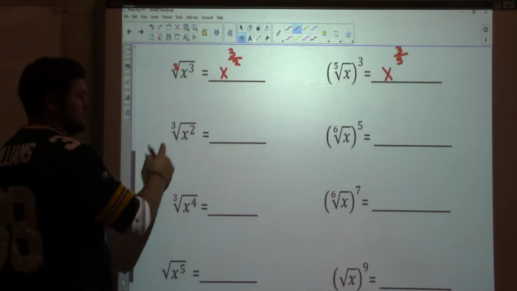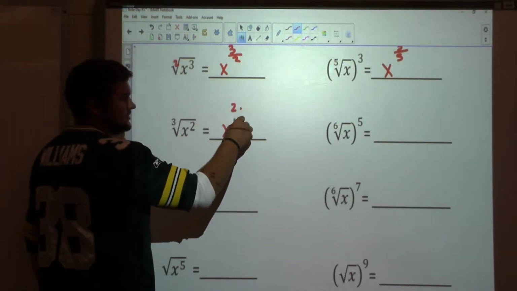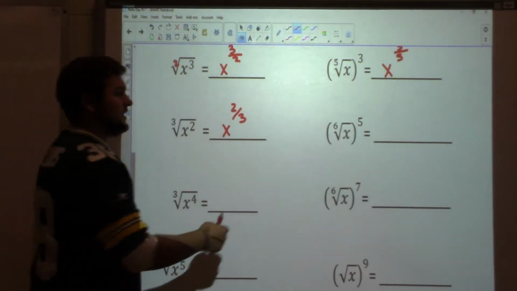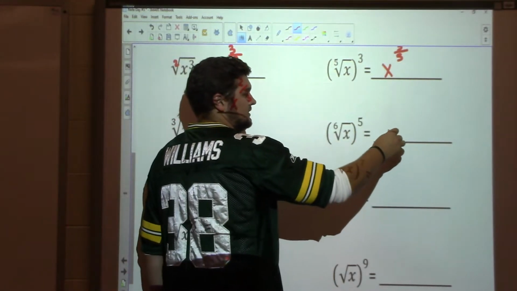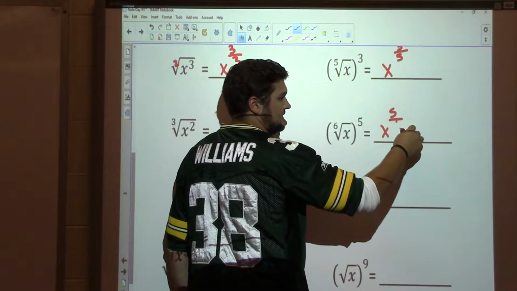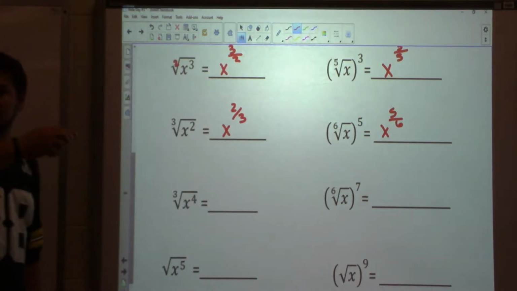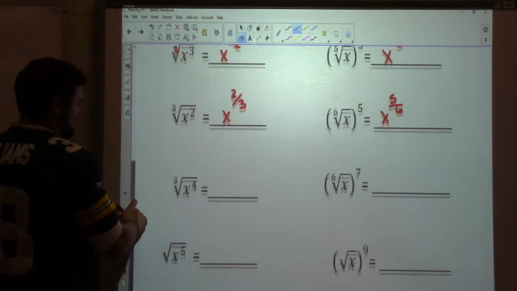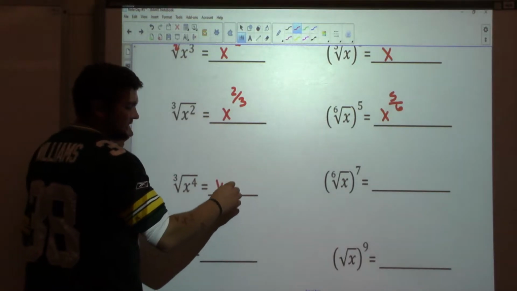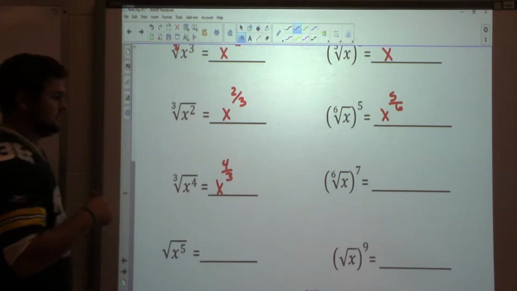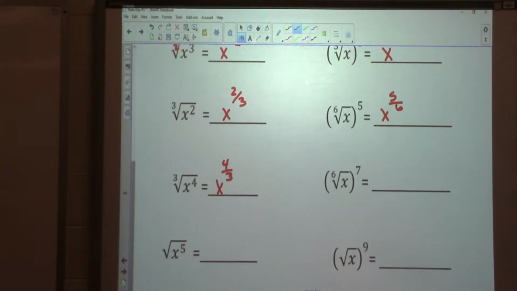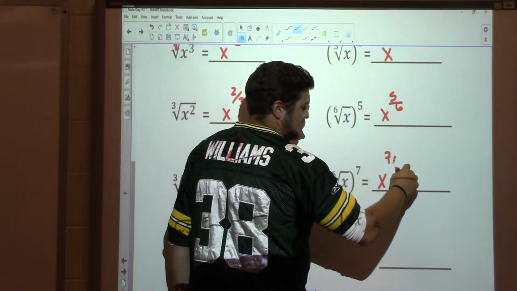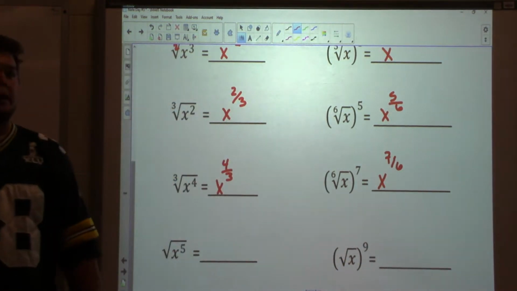Alright. The cube root of x squared becomes x to the 2/3. Power becomes my numerator, root becomes my denominator. Same thing. The sixth root of x to the 5th, well, x to the 5/6. Power becomes the numerator, root becomes the denominator. Cube root of x to the 4th, x to the 4/3. Power becomes the numerator, root becomes the denominator. Sixth root of x to the 7th, x to the 7/6. Power becomes the numerator, root becomes the denominator.